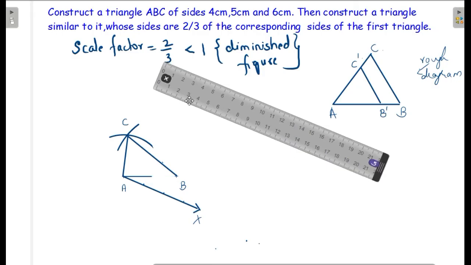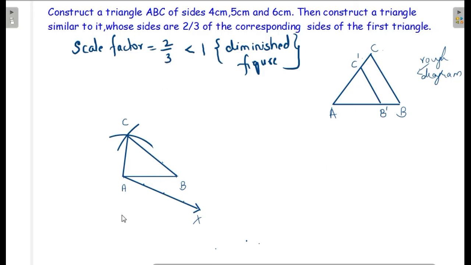Now, we will name these equidistant points as A1, A2 and A3. Why did we mark 3 equidistant points? Because the maximum of numerator and denominator is 3. So, we are marking 3 equidistant points.